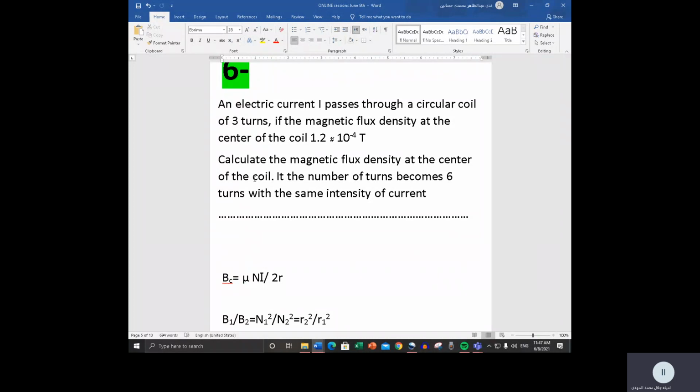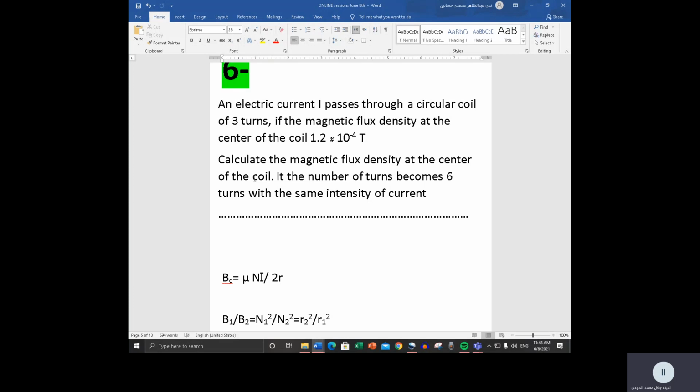Each one will result in a different value of magnetic flux density, and the two cases depend on the number of turns. So let me repeat again. What do I have? I have electric current, right, passing through a circular coil. So how many coils do I have? I have one coil, made of 3 turns. Now, what will I change? I will change the number of turns. So when I change the number of turns, what happens to the magnetic flux density?